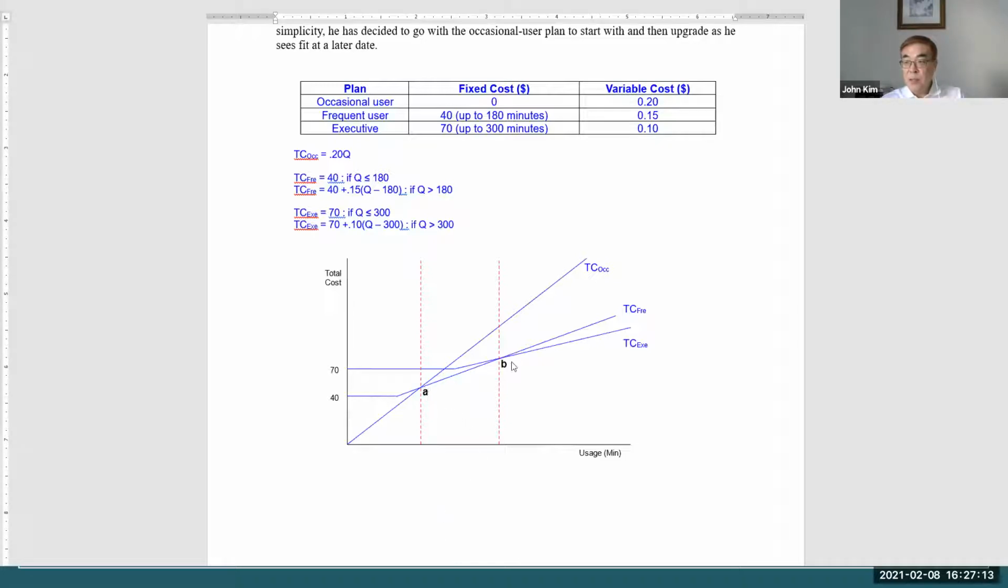So there are three crossing points because there are three options, but the middle crossing point doesn't matter, only left and right. So the first question, A, asks to find this point and then this point. On point A, the total cost of the occasional plan and the frequent plan are equal. We assume this point is after 180 minutes. So we use this second total cost equation.